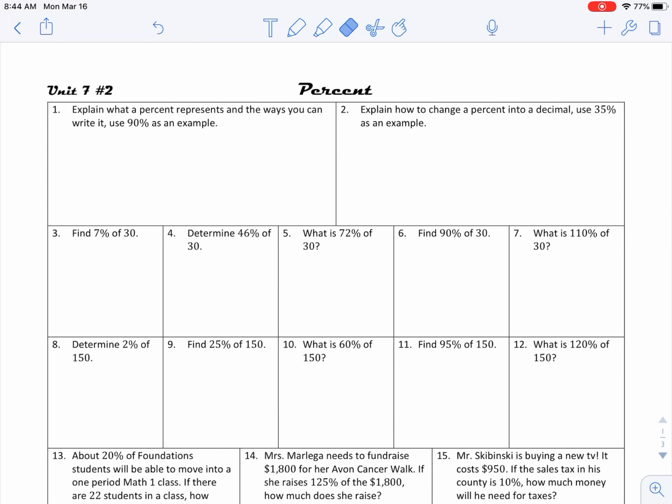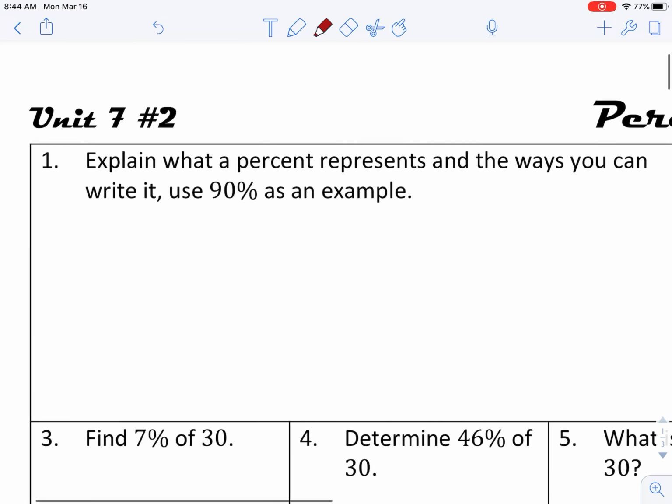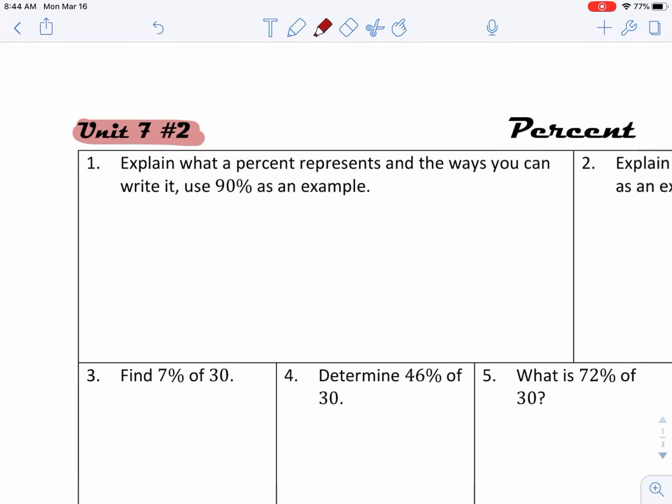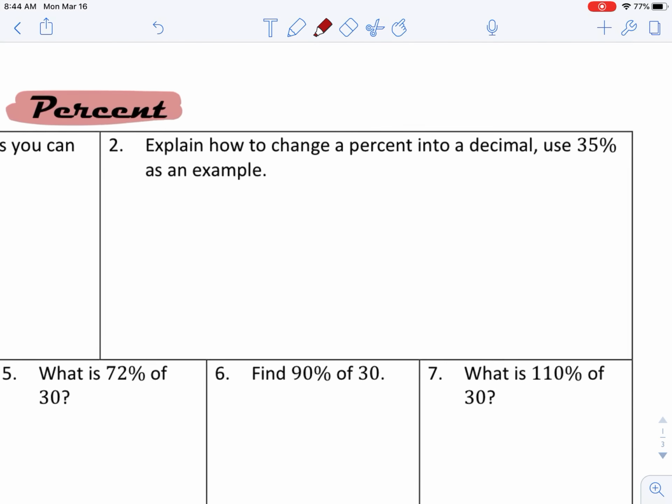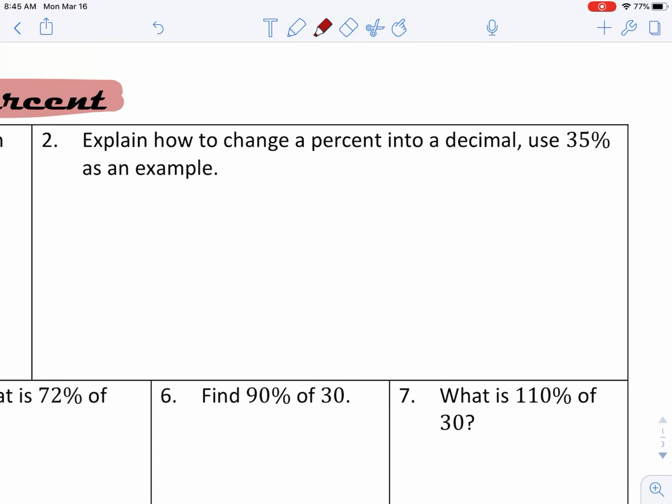All right, guys, here we are. If you open up the worksheet for today, it's Unit 7, number 2. It's called Percents, and we're going to start with number 2. It says, explain how to change a percent into a decimal. Use 35% as an example.